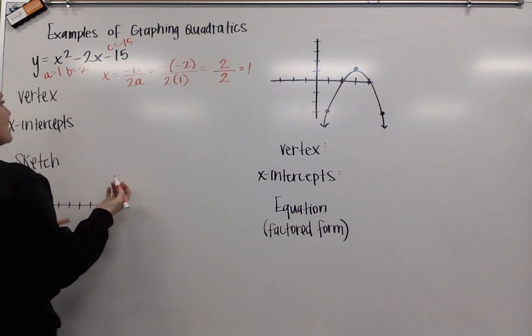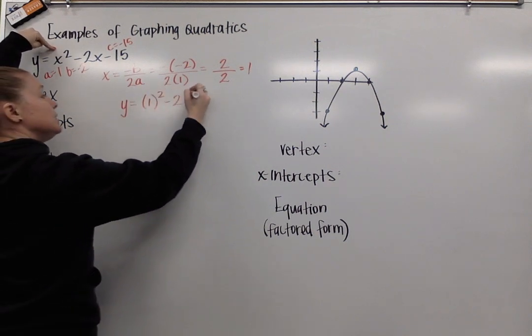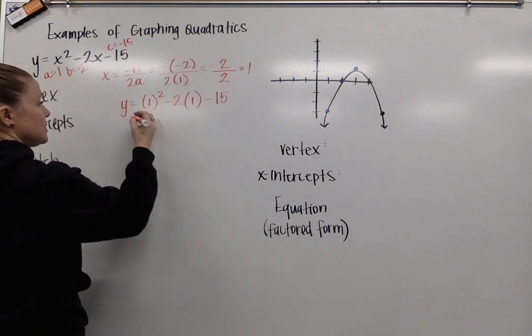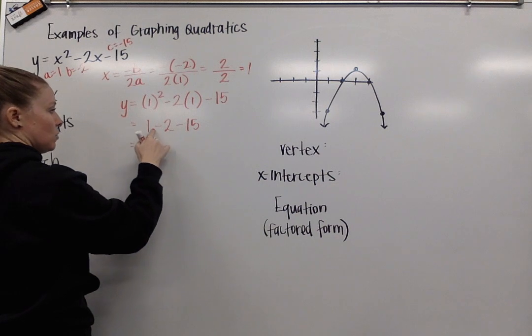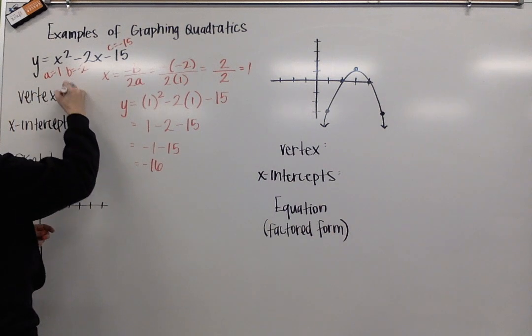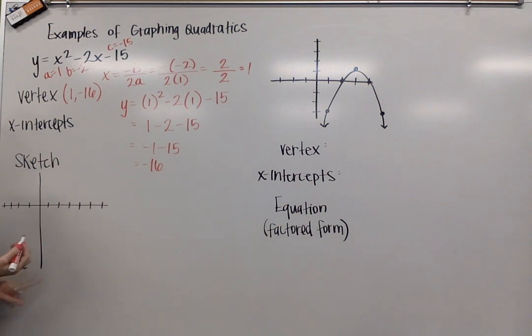Now to find our y value, we're going to plug that into our function. So that's 1 squared minus 2 times 1 minus 15. All right, 1 squared is 1. Minus 2 minus 15. So 1 minus 2 is negative 1, minus 15 is negative 16. So my vertex is at 1, negative 16. I'm going to go ahead and plot that here. No, I'm not going to label 16 dashes. I'm just going to say this point right there is 1, negative 16 and call it good.